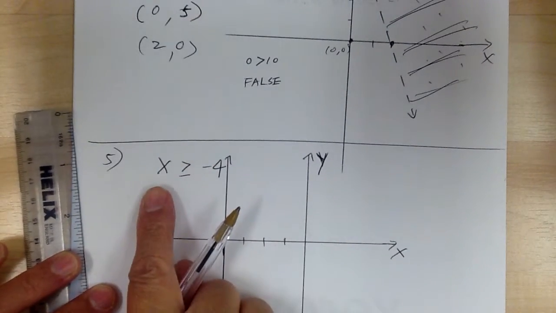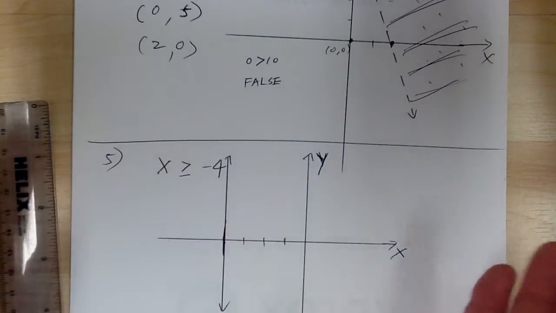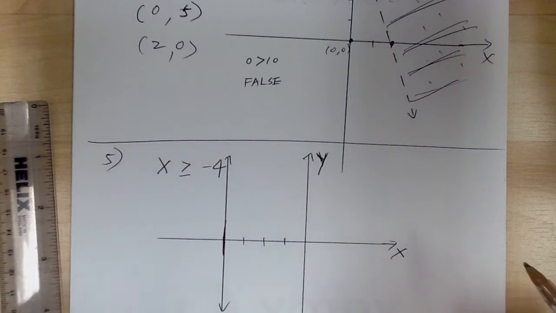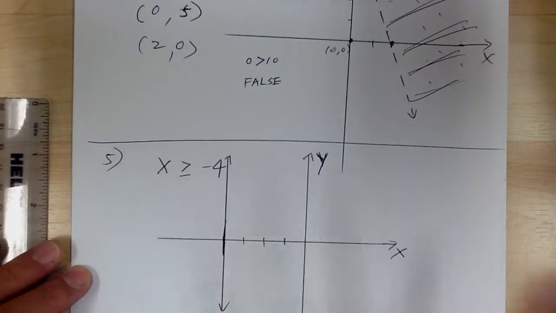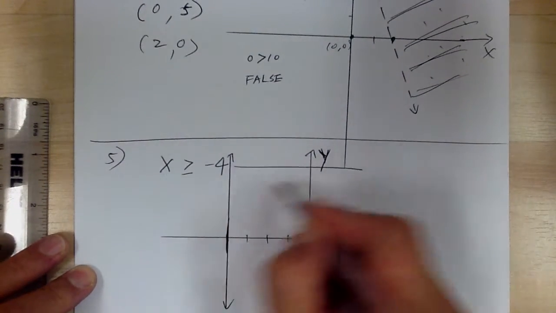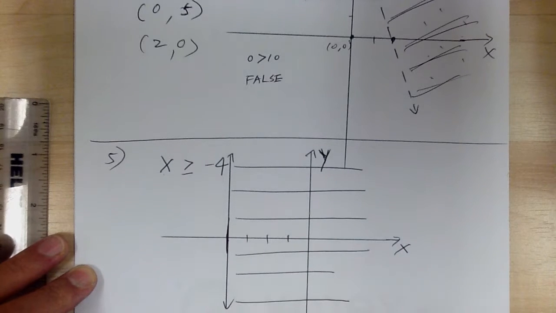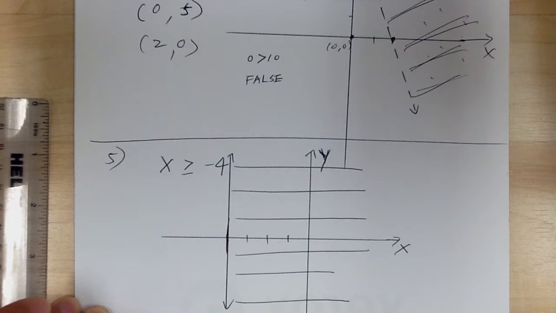And you've got two halves. When you have a vertical line or horizontal line, you don't have to worry about making a testing point because it's very obvious. You want a greater than, so you want the side that is greater than that. So that means your answer is this half over here. Okay. So that's number 5.